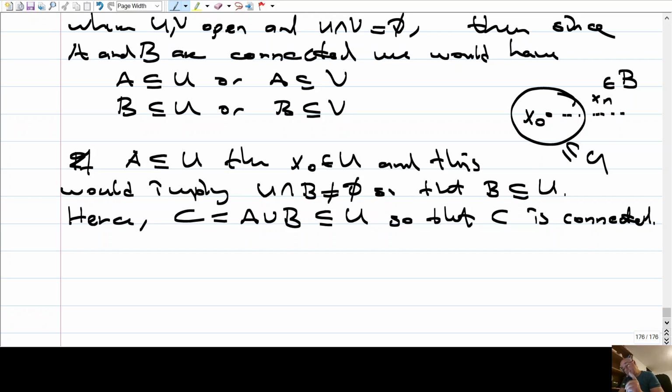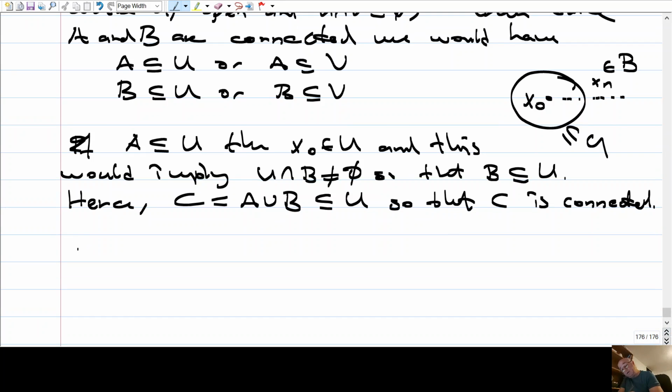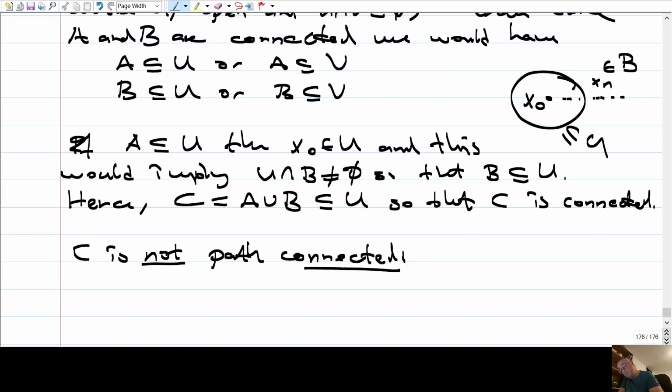All right. Let me stop at this point since it is 9:30 already. In the second hour, I'll finish this proof, that C is not path connected. Okay. Let me stop here.